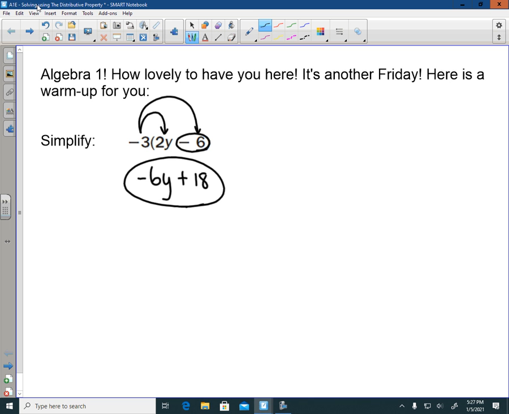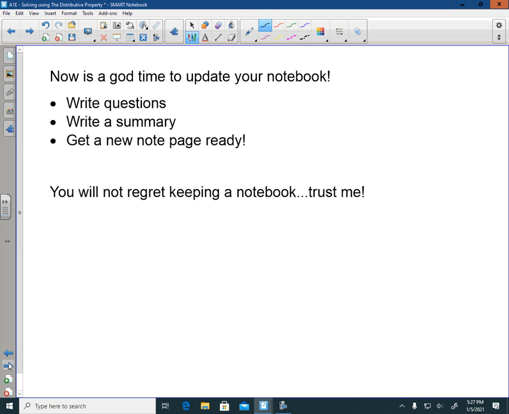All right, so we are going to be using the distributive property a little bit today to solve equations. But right now, it is a good time to update your notebook. That's where you want to be writing some questions, writing a summary, getting your new note page ready.